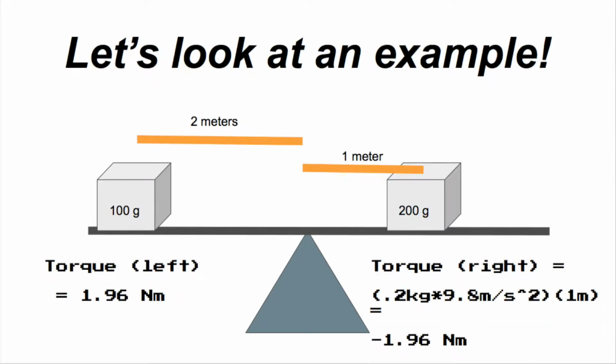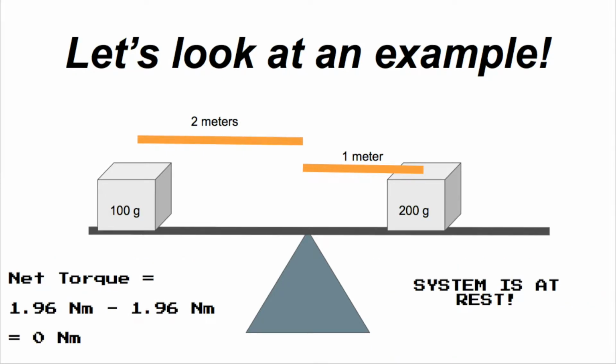Now let's see what happens when we add a 200-gram block 1 meter away from the fulcrum on the right side. We still have a positive 1.96 Newton meter torque, but with this new addition we also have a negative torque exerted since the new block is pushing in the clockwise direction. This new torque is equal to 0.2 kilograms times acceleration due to gravity times 1 meter, or 1.96 Newton meters. Again, this value must be negative due to its direction.